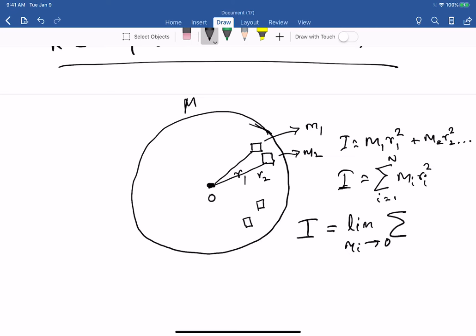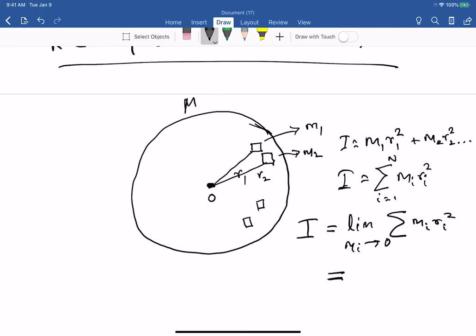summation mi ri squared. On the PowerPoint slide, I just call this mi as delta mi. Pretty much the same thing. So that would ideally give you the most accurate answer. Now, how do you actually find this? This quantity that I just wrote down can be expressed in the form of an integral.